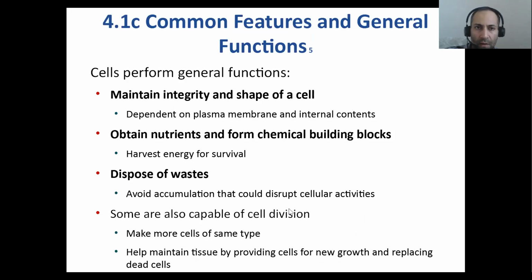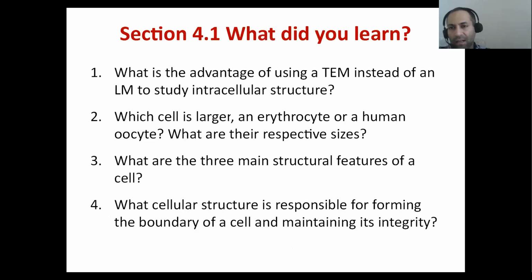So here are some of the functions or physiology of cells, right? They maintain the shape and the integrity of any given cell. They get nutrients, form chemical building blocks. They get rid of waste as well. So what is the advantage of using a transmission electron microscope instead of a light microscope to study intracellular structures? You can see more detail and more resolution, okay? with a TEM. Which cell is larger, an erythrocyte or a human oocyte? A human egg, of course. Their respective sizes, 120 micrometers versus only 70 micrometers.